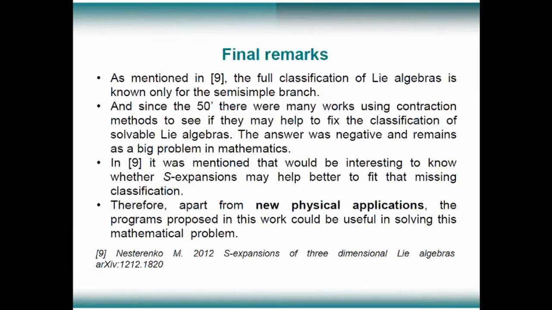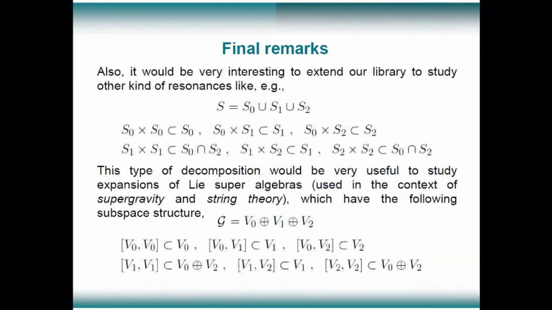And for final remarks, as mentioned in the article, the full classification of the algebra is known only for the semi-simple branch. Others are not known. There were many works using construction methods to see if they might help to find the classification of solvable Lie algebras. The answer was negative, and it remains a big problem in mathematics. It was mentioned that it would be interesting to know whether expansion might help to see that classification. Therefore, apart from new physical applications, the program proposed in this work could be used for solving mathematical problems.